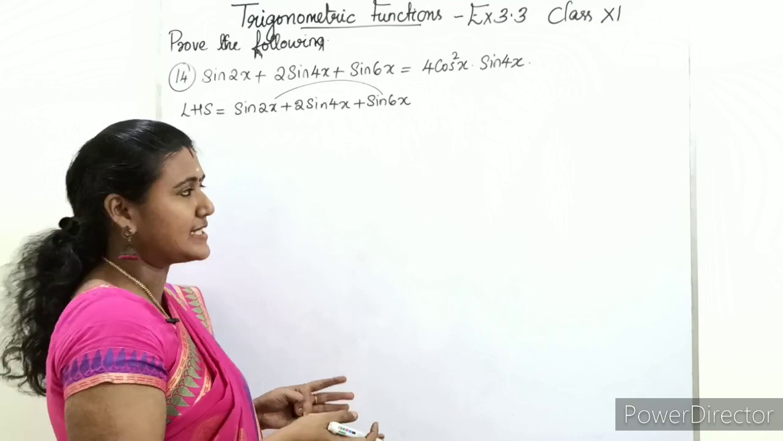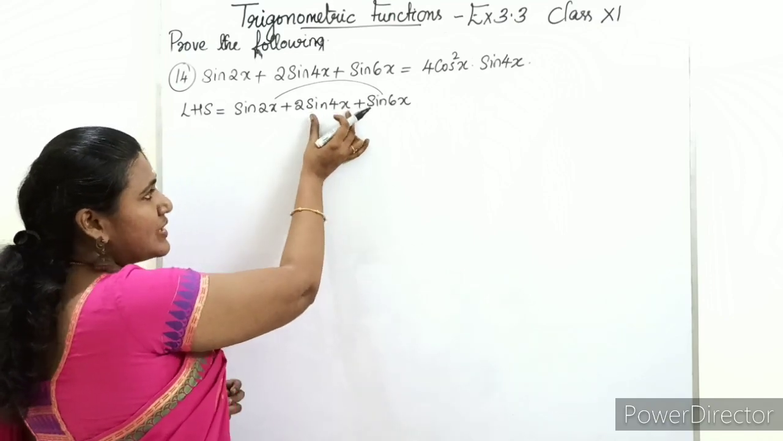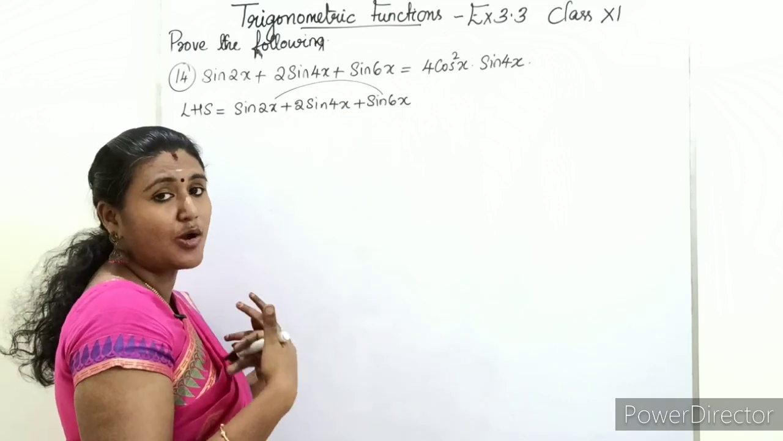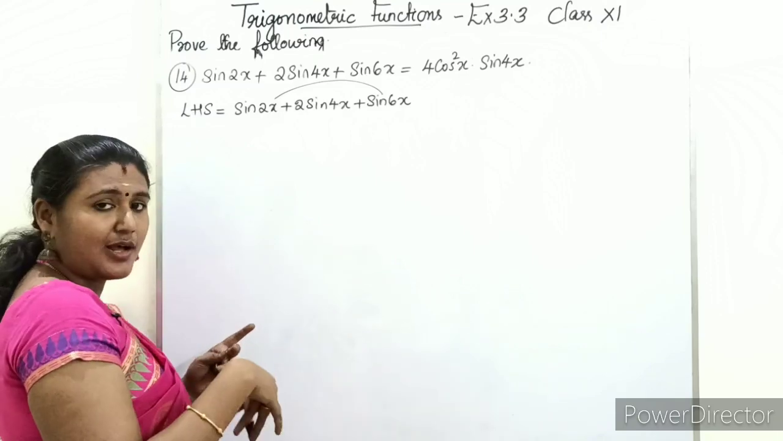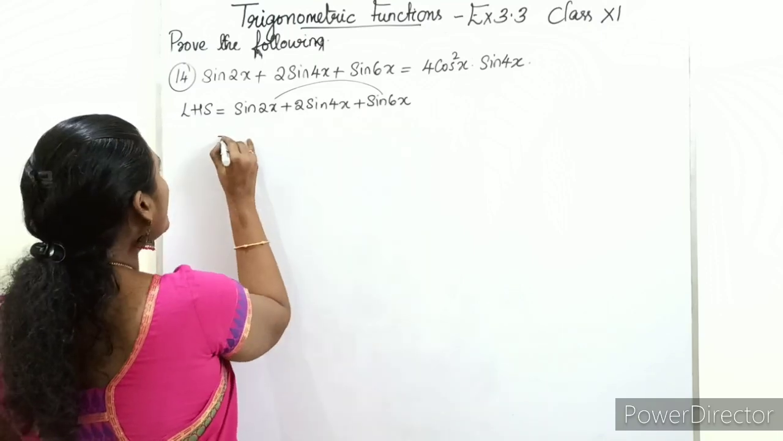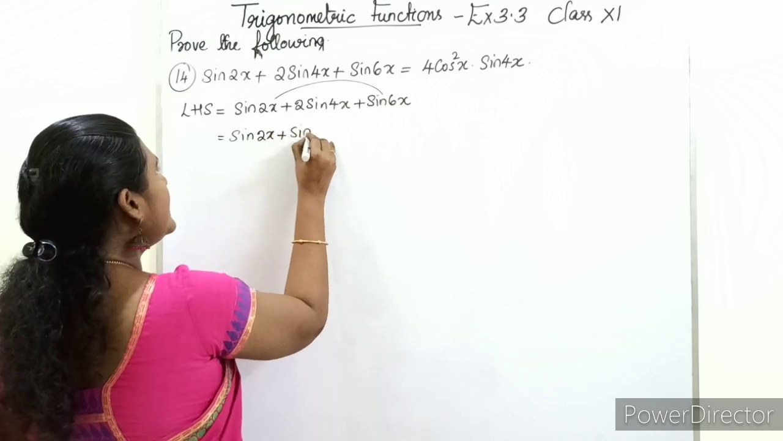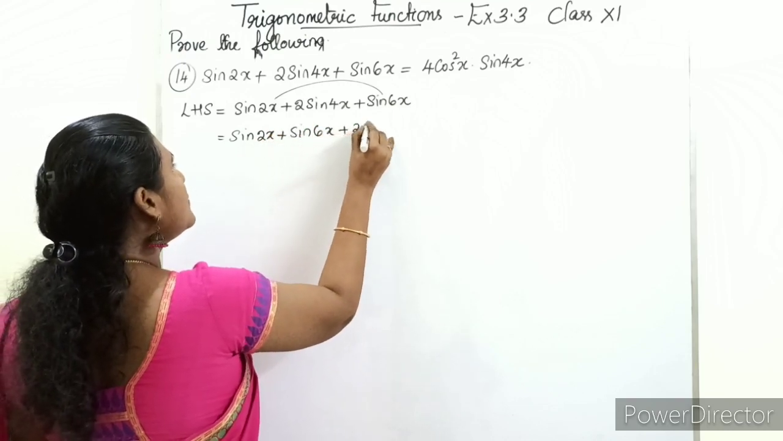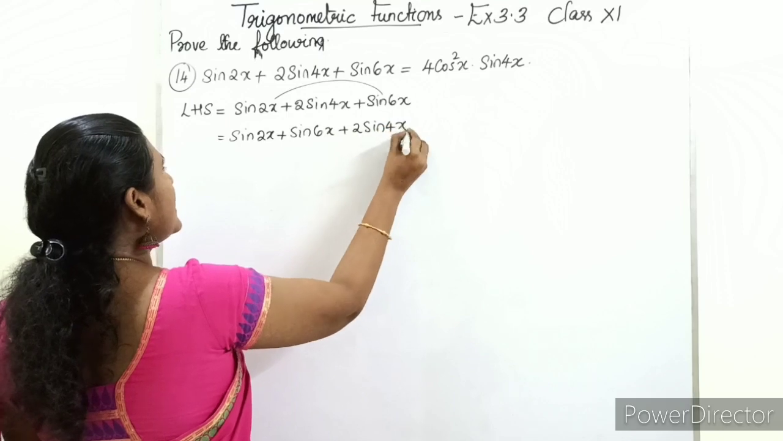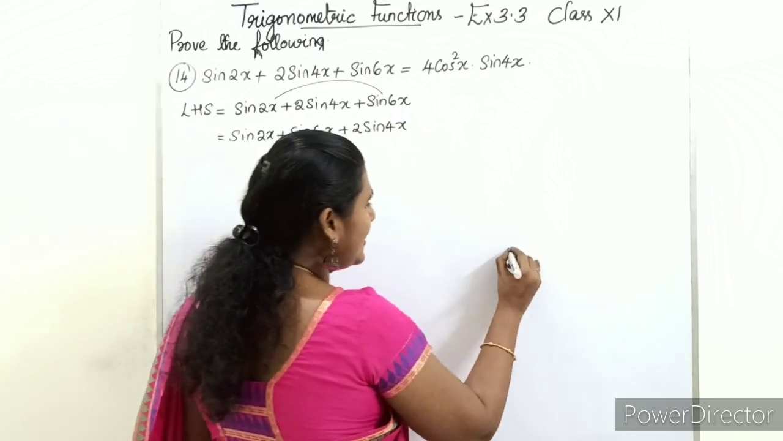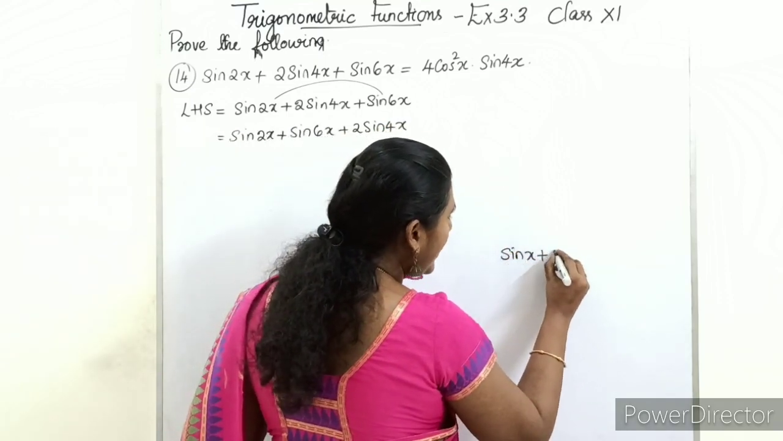You are getting 4x. So here we have sin 4x, so that you can take common thing outside or common expression outside. So we are going to group these two together, that is sin 2x plus sin 6x plus 2 sin 4x. So from these two we will use the identity. What is sin x plus sin y?